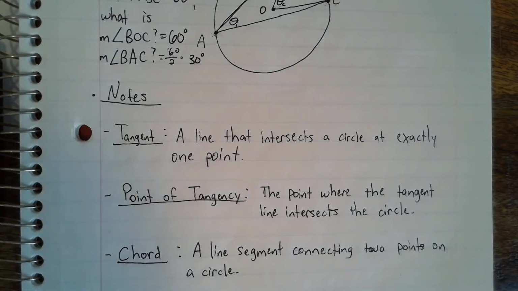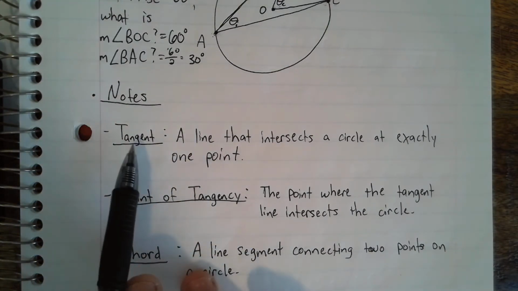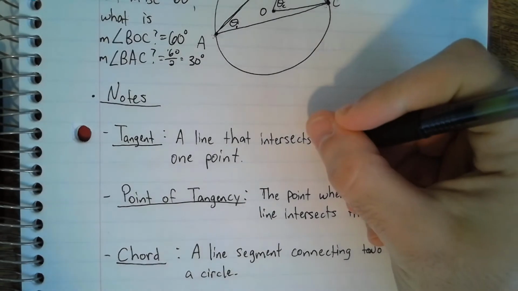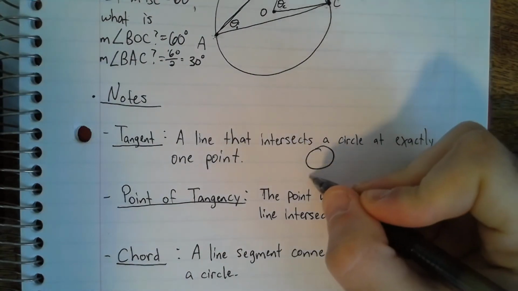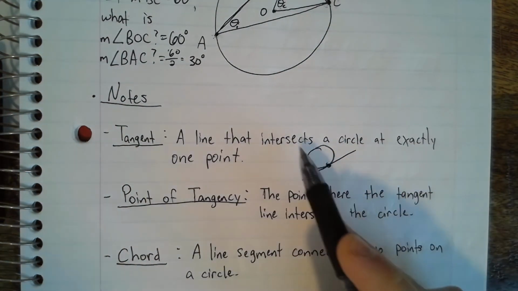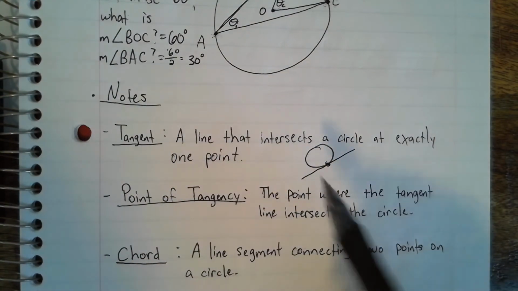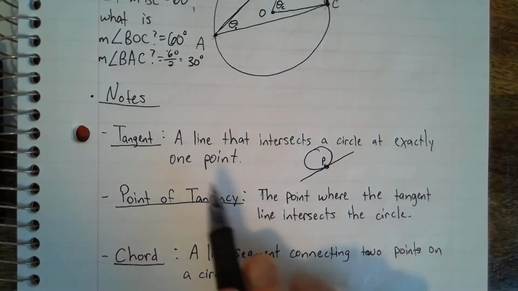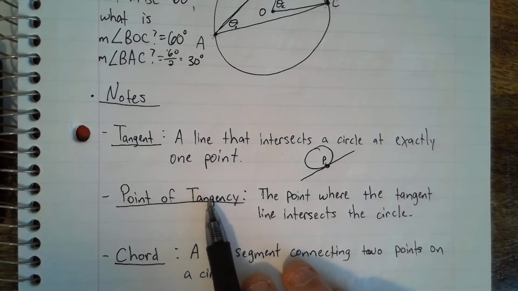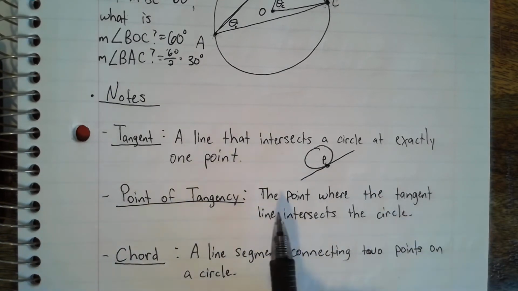So we'll define a couple of things, and I know we've defined most of these before, probably all of these before. Actually, I know we've defined all these before, so this should be review. A tangent line, or I guess just tangent, is a line that intersects a circle at exactly one point. So you got your circle, a tangent line is just going to come out through here and just barely clip it. That's a tangent line. It intersects a circle at one point. That point P is called the point of tangency, which makes sense, right? The point of tangency is the point where the tangent line intersects the circle.